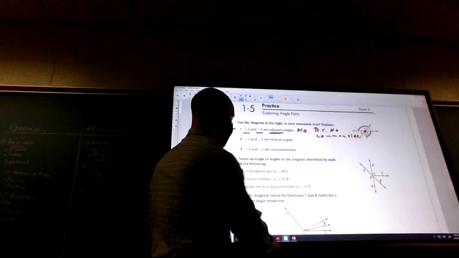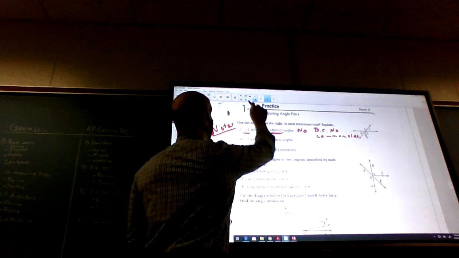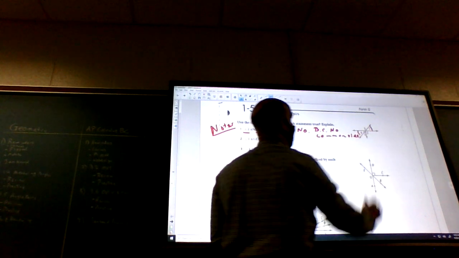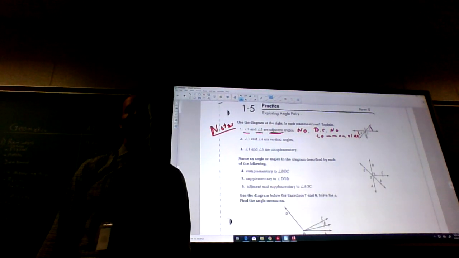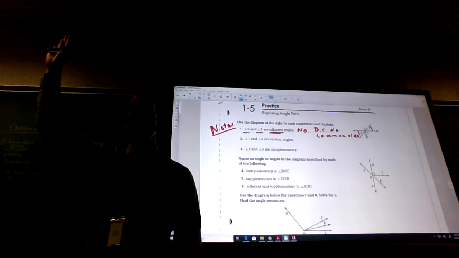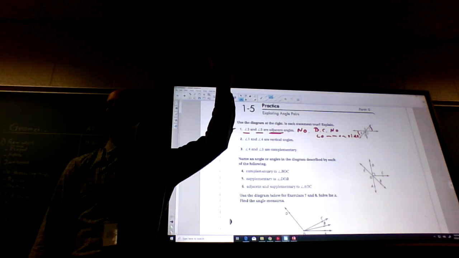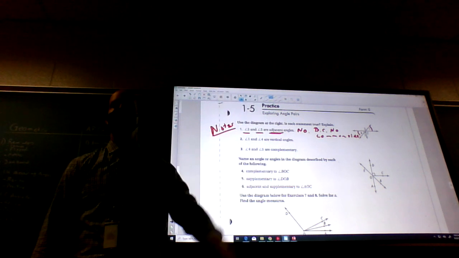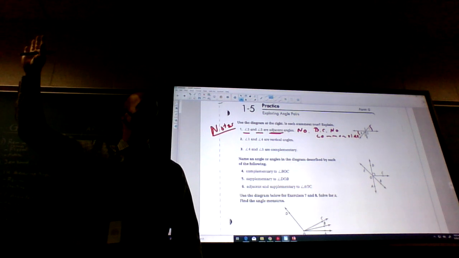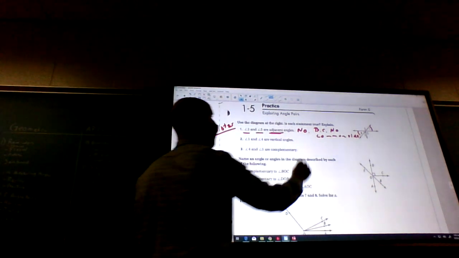Our angles, and I need to erase this. Our angles 1 and 4, that's this one here and this one here, are those vertical angles? Just look at the picture. Raise your hand if you think that they are vertical angles. Raise your hand if you don't think they're vertical angles. Then raise your hand if you don't know if they're vertical angles. Okay, so some of you aren't participating at all. That's all right. Guess what? They are vertical angles. So this one's yes.